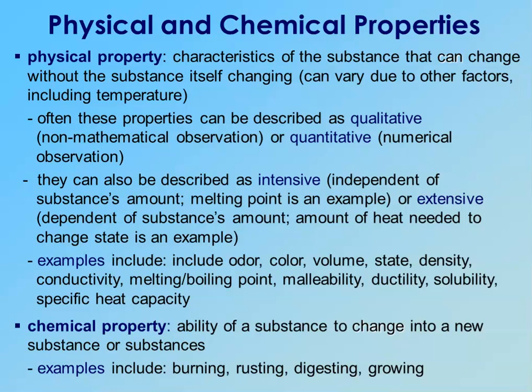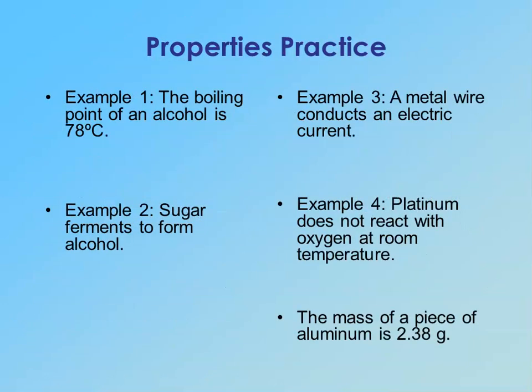And there I've given you a list of some. Finally, with chemical properties, you're causing it to form something new. You aren't keeping the same composition, chemically speaking, of the substance you started with. Burning, rusting, digesting, growing, those are all examples of chemical properties.